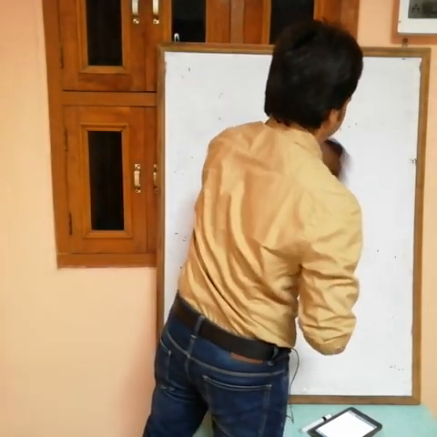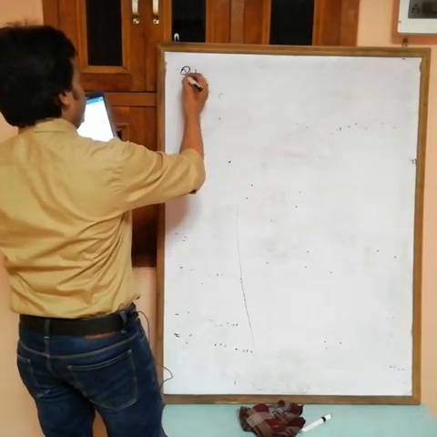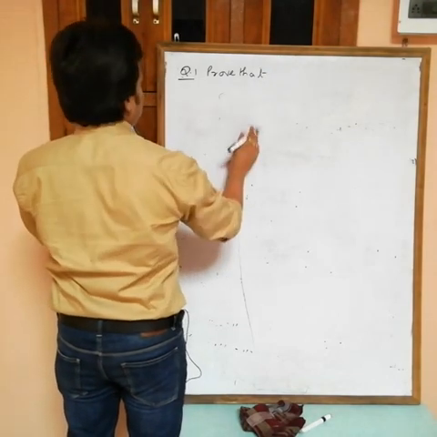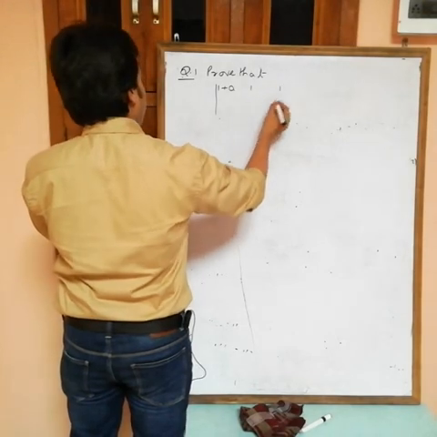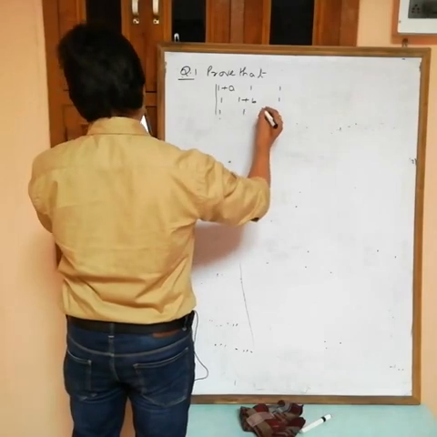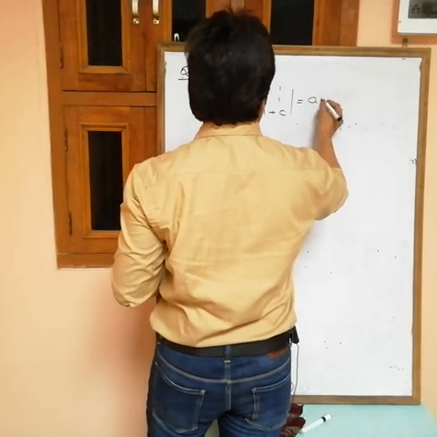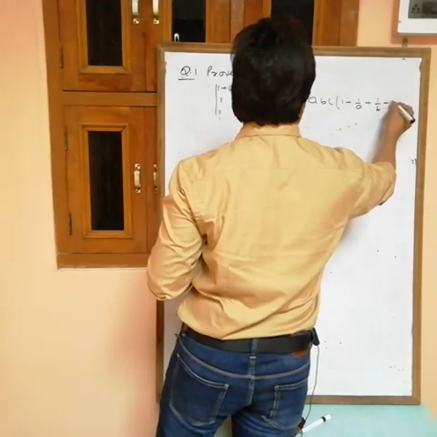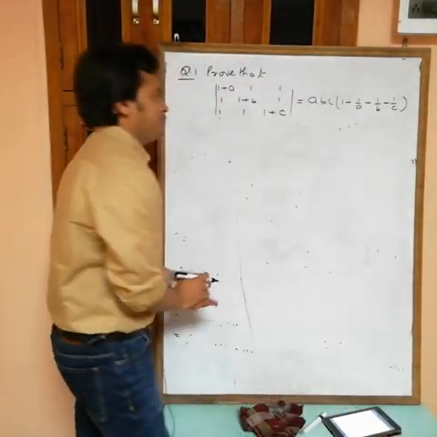Okay. Now write a question. Question number 1. Prove that this determinant value 1 plus a 1 1, 1 1 plus b 1, 1 1 1 plus c, okay, is equal to abc into 1 plus 1 by a plus 1 by b plus 1 by c. Okay, this one we want to prove.